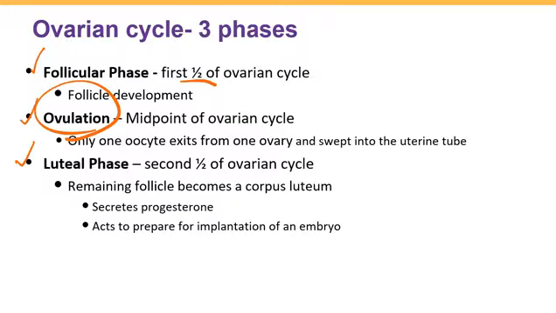And then the rest is the luteal phase, in which the remaining follicle becomes the corpus luteum, secreting progesterone and preparing the uterus for embryo implantation. But we said if pregnancy does not happen, the corpus luteum becomes the corpus albicans.